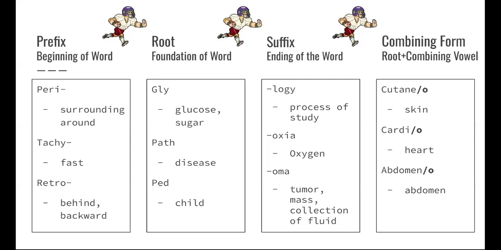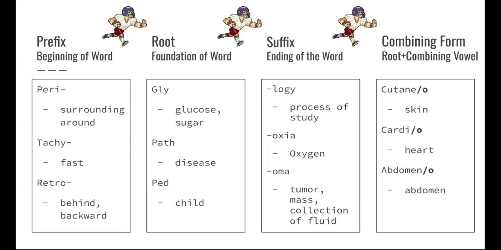For roots, we have glyc, path, and ped. Glyc is glucose, sugar. Path is disease, and ped is child. Example words of this would be pathology, pediatrician, and glycolysis. And for suffixes, they are found at the ending of words. Some examples of this would be ology, oxy, and oma. Ology is the process of studying, oxy is oxygen, and oma is tumor, mass, or collection of fluids. For ology, some example words would be biologist, biology, and criminology, which is just the study of something.